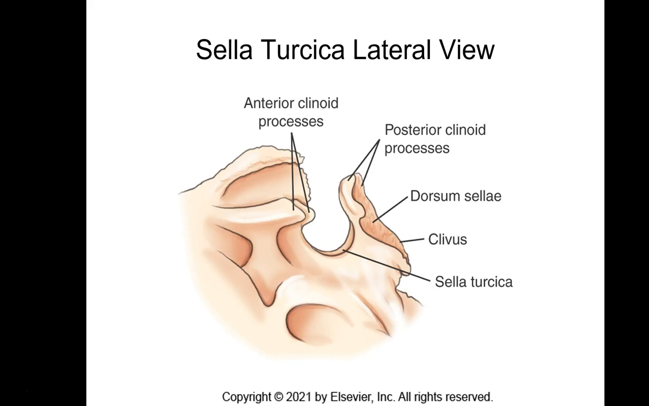CT and MRI are going to be better modalities to detect any type of lesion or deformity of the sella turcica. And again, we'll best visualize the sella turcica and the dorsum sellae in a lateral skull. So you can see here are the anterior clinoid processes. Remember, those are part of the lesser wing. The sella turcica is kind of the saddle-shaped tunnel where the pituitary gland lives. You have the dorsum sellae and then that clivus, which extends all the way to the foramen magnum.